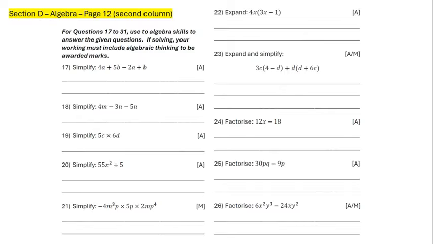So question 17 is first, and we've been asked to simplify this, and this here is just an adding and subtracting question. So I'm just using my like term skills, and what's critical is I can only put the A together and I can only put the B together.